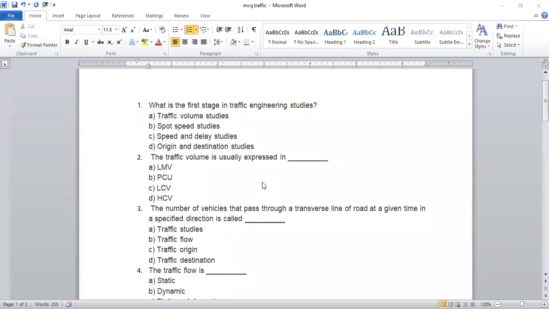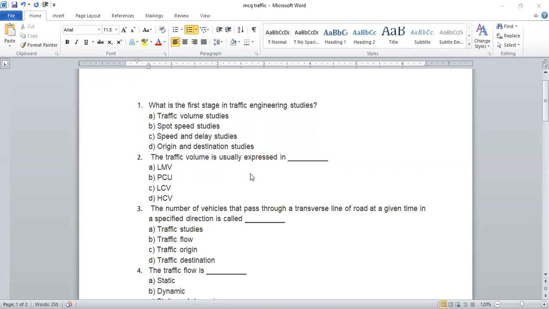And the last one is the origin and destination study. The start of the journey is the origin, and the end of the journey is the destination. So the most important study at the starting stage of traffic engineering is option number one, the traffic volume studies. So the answer to this first question is traffic volume studies. Okay, we'll move towards the next point.